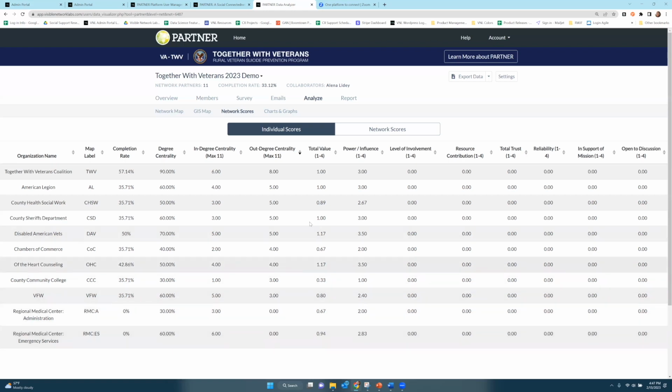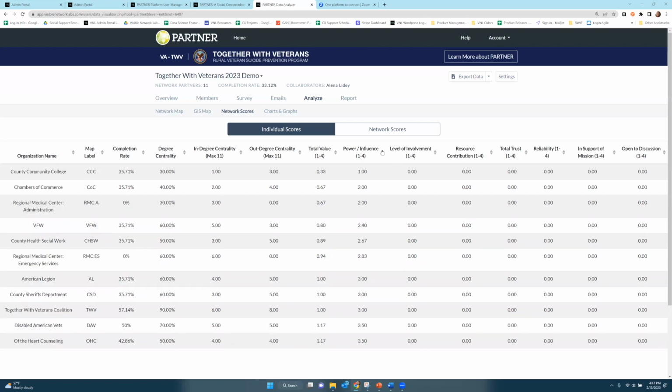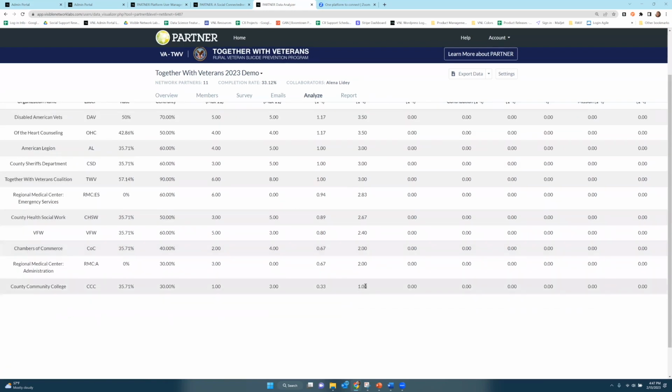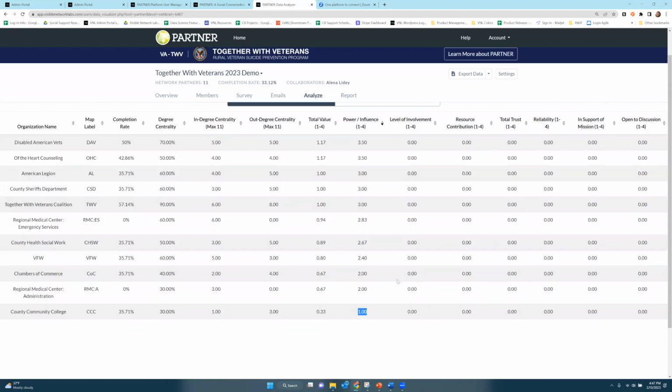One question we did ask was around this organization's level of power or influence around veteran suicide prevention work. These are scored from 1 to 4, and those with the highest score are perceived as the most valuable in this area by their partners. You can see that the Disabled American Vets, as well as the heart counseling, were perceived as the highest around power and influence, whereas the community college has the least amount of perceived power and influence by their partners.